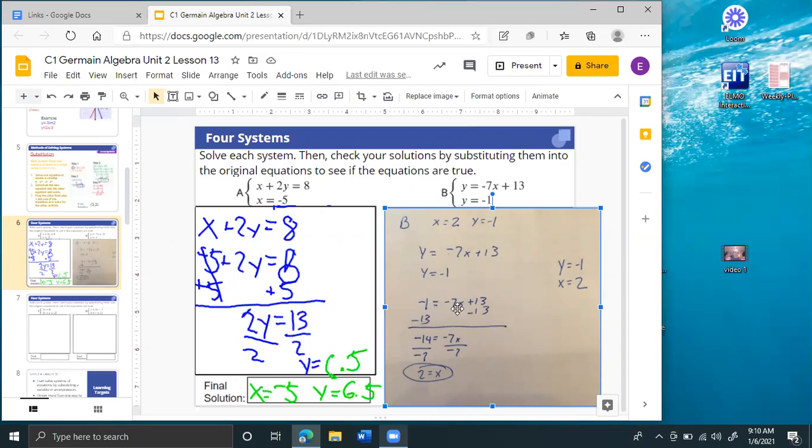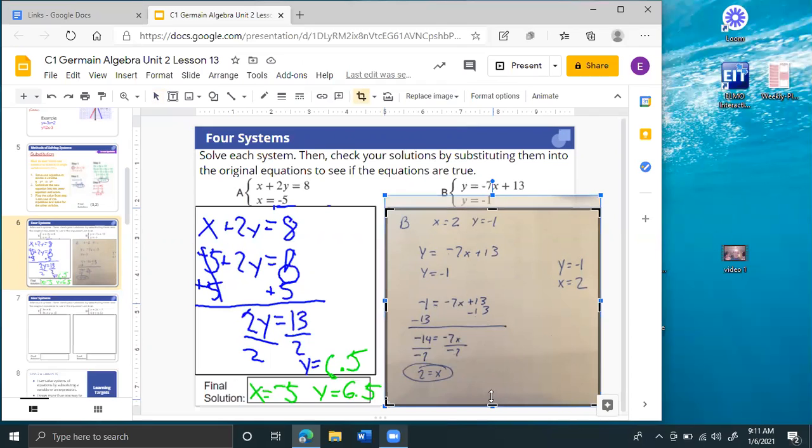To isolate, to get that x by itself, we subtract 13. We get -14 is equal to -7x. Isolate that x by dividing by -7. We get x is equal to 2. We don't have to do any work to find out what that y is because we already know what that y is. So we can write that final solution of y is equal to -1, x is equal to 2.